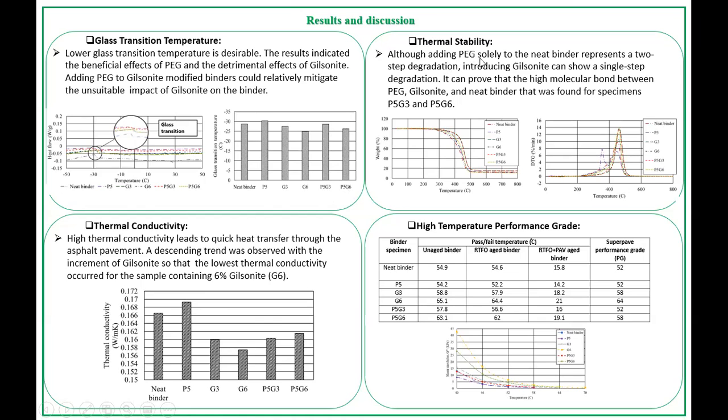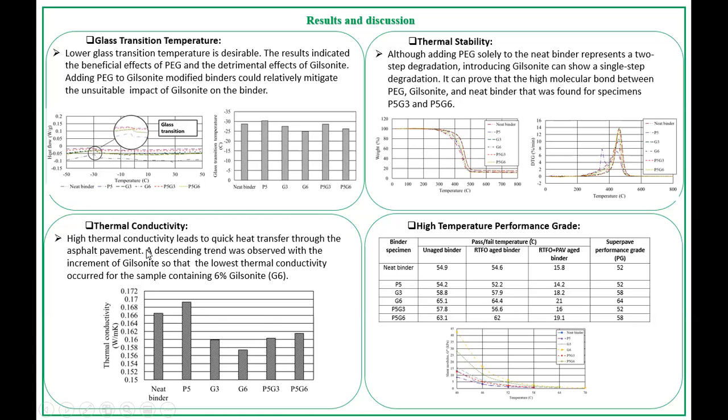And also we did thermal stability test because we wanted to find the decomposition temperature of each specimen. And the interesting result is regarding the sample containing 5% PEG 400. As you can see here, for this sample, we have 2 decomposition temperatures, but after adding Gilsonite, Gilsonite could work as a cross-linking agent between binder and PEG 400, and we have just one peak here.